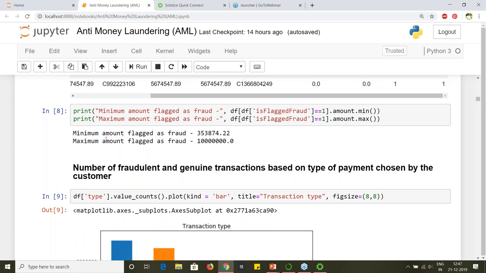So next is the minimum amount flagged as fraud is 3,53,000, and the maximum amount is around 1 crore, I think. Minimum amount flagged as fraud. That's right. But in that you had already shown 181 is flagged as fraud, right? 181. Yeah. 16 as well. 16. What happened? Oh, is flagged fraud case you are talking? Yeah.